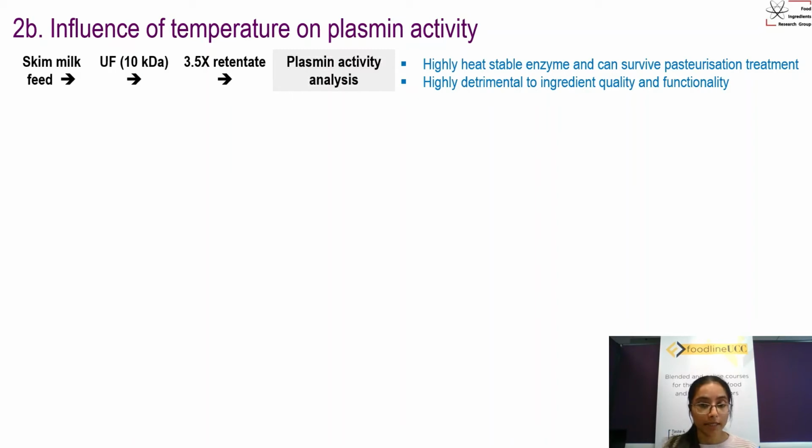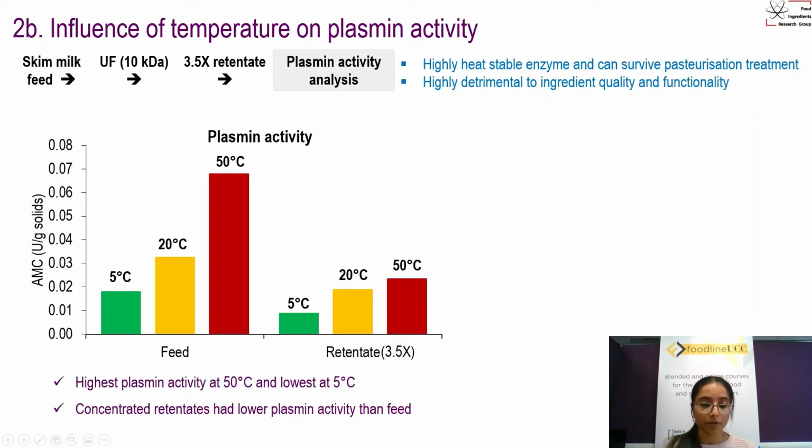So here we see the effect of processing temperature on plasmin activity in UF retentates and feed. As you can see, the highest plasmin activity was measured at 50 degrees centigrade and lowest at 5 degrees centigrade, both in feed and retentate. However, concentrated retentates had lower plasmin activity than feed.